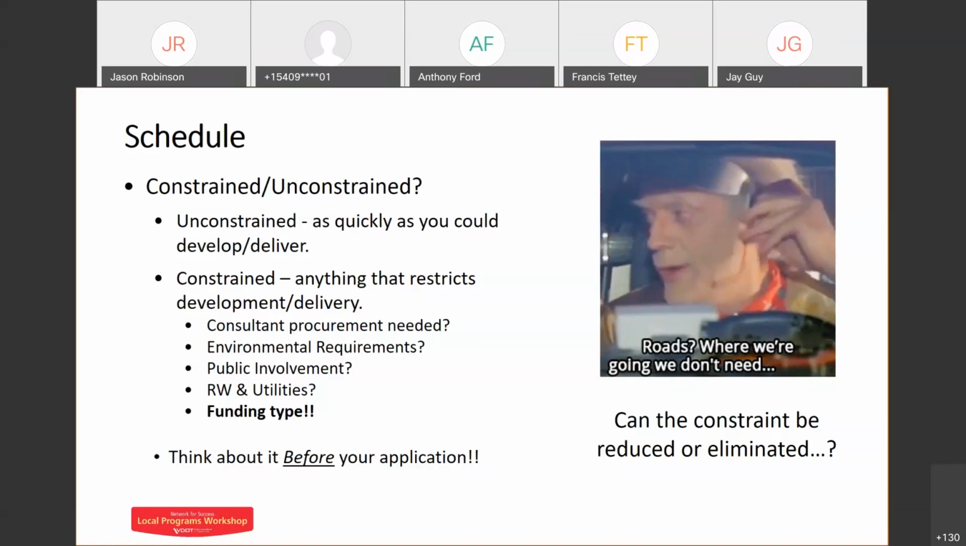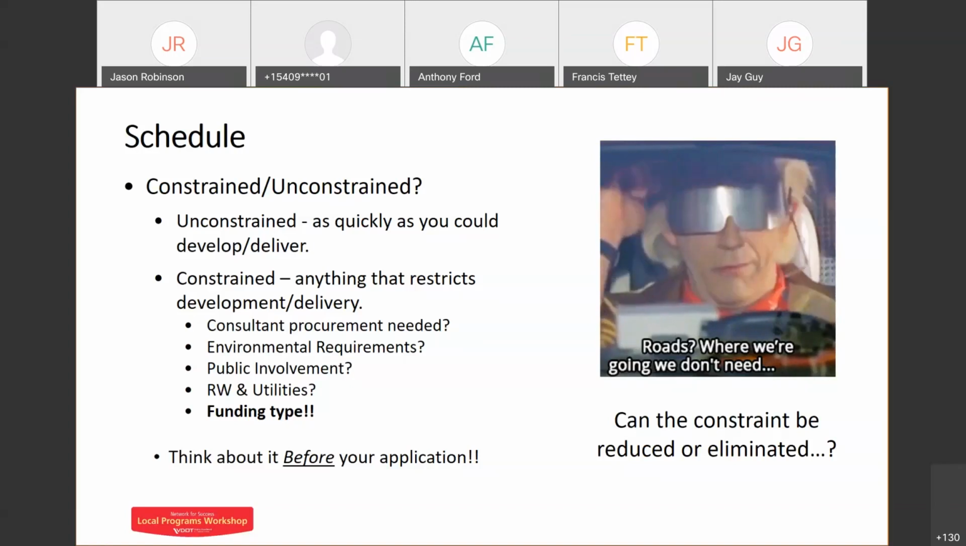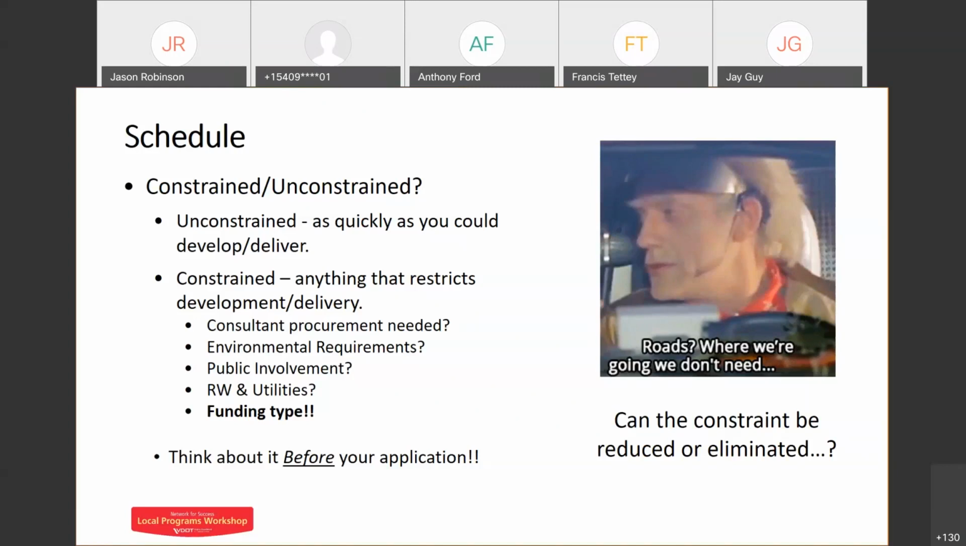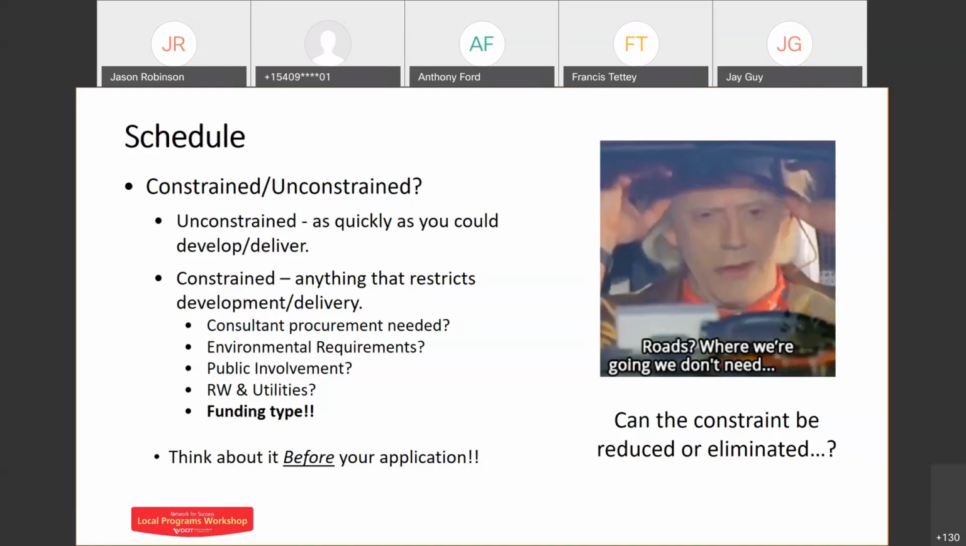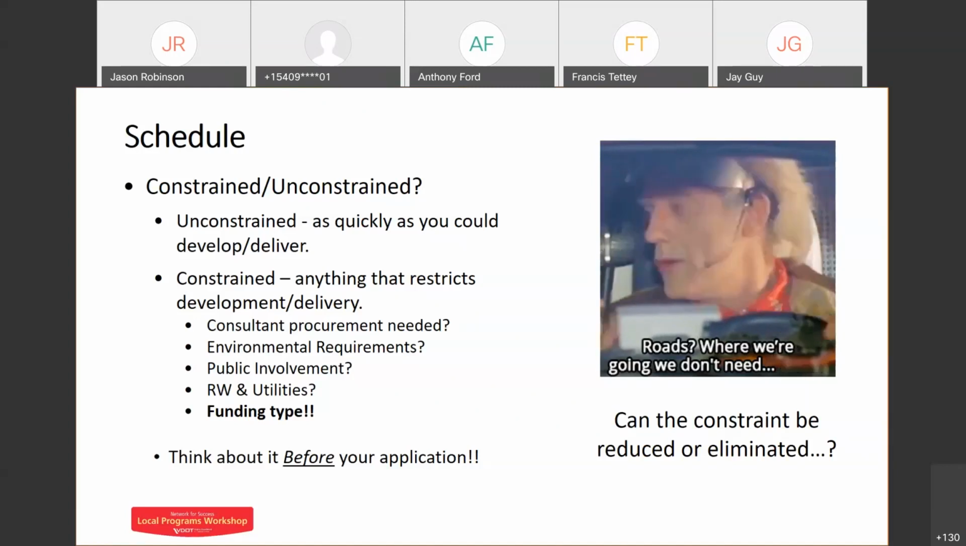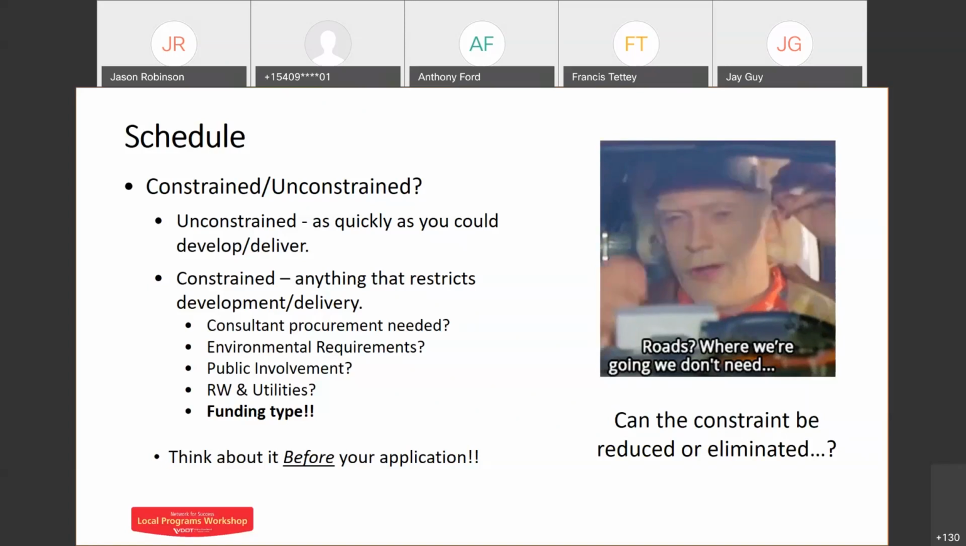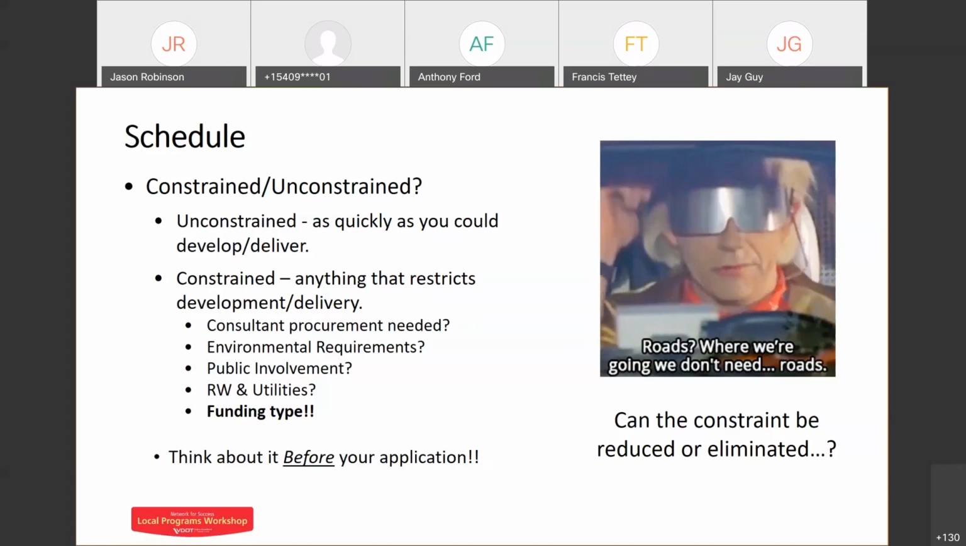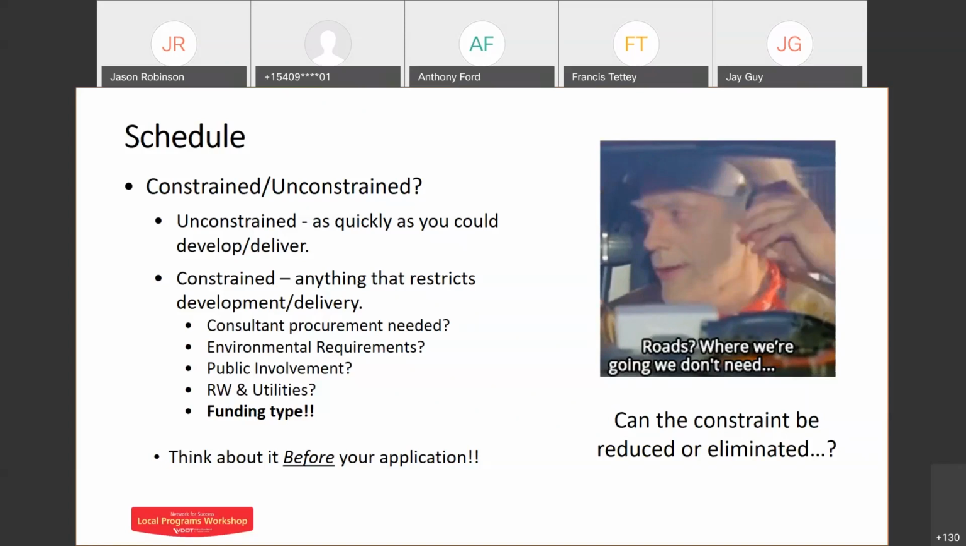See Doc Brown here, he couldn't get up to 88 miles per hour on the road, but he flipped it and he removed that constraint. He got creative. Can you do that? So when do you need to think about these things? Well, before application. Some of these things well before application.